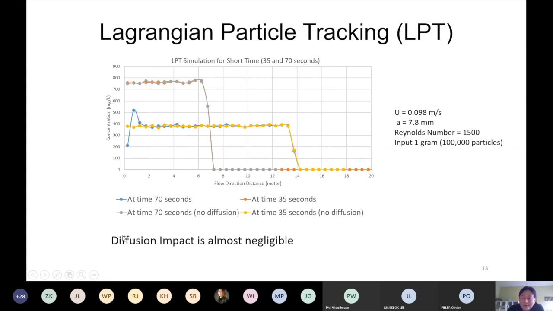So here we can see the diffusion impact is almost negligible for this kind of very short travel time case. Again, the flow mean velocity is 0.1 meter per second in the half-inch pipe. Here, because the travel time is very small, I assume it's 1 gram, and I use 100,000 particles to represent this 1 gram of pollutant, or even disinfectant, any species basically.